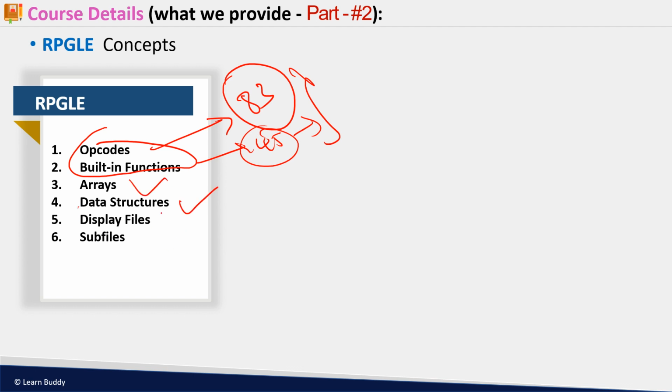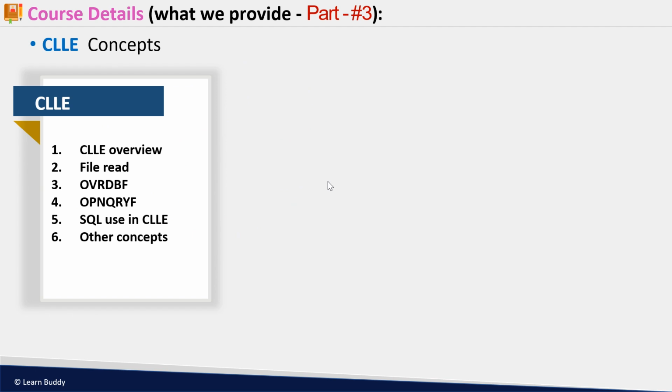Then we'll discuss arrays and data structures. Next we'll discuss display files. This is the front end; display files and subfiles are the front end system. So first we'll start with the database and go on to the backend. Once you are familiar with the database and some backend programming, then we'll go to the front end: we'll design some screens and write the backend program for that screen's functionality. Like if you give some inputs on the screen, you have to validate and process them further. For that we'll write some backend programs.